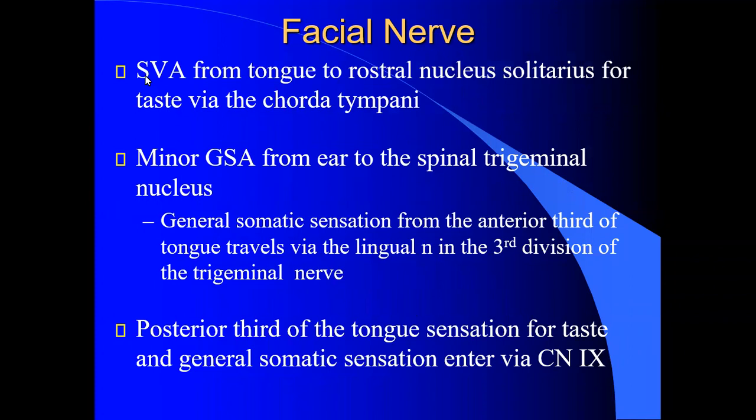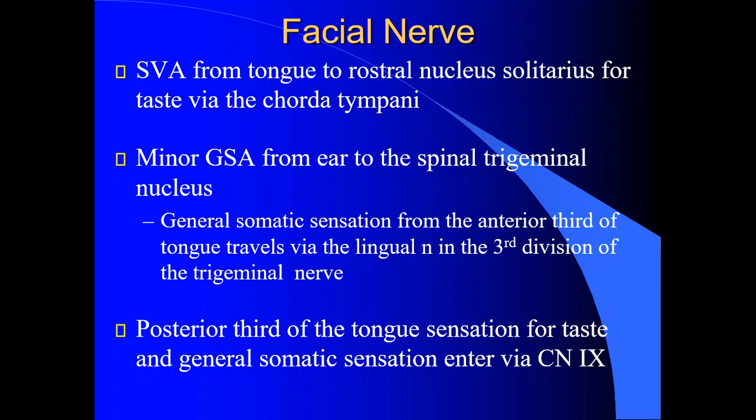You also have these special visceral afferents from the tongue, which are going to the rostral nucleus solitarius, of course, for taste. And that's going to travel via the chorda tympani. You have a minor general somatic afferent from the ear to the spinal trigeminal nucleus that carries the somatic sensation from the anterior wall of the external auditory canal.